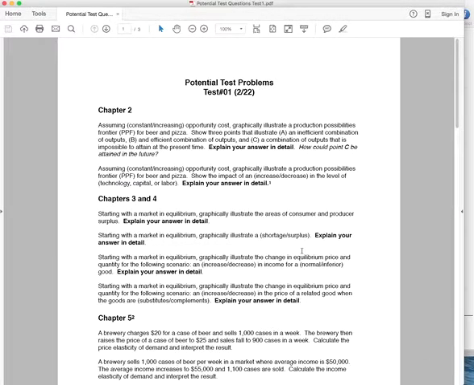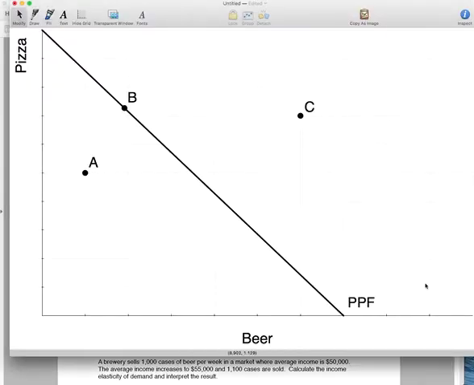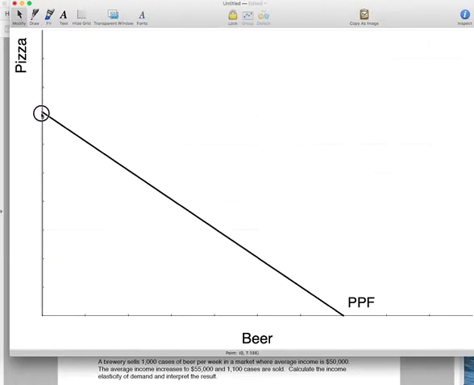The second question that's possible about the PPF, assuming constant or increasing opportunity cost. Again, I already covered that. Graphically illustrate a production possibilities frontier for beer and pizza. Show the impact of an increase or decrease in the level of technology, capital, or labor. So if you see changing technology, capital, or labor, realize that that's a generic change. I'm making no distinction about whether this impacts beer or pizza production, so you can assume that it impacts the production of both items. So here we have our original PPF.